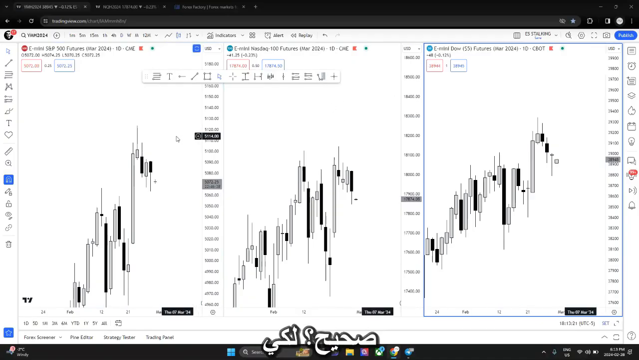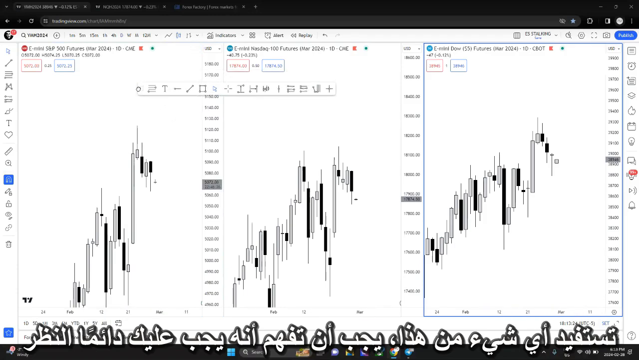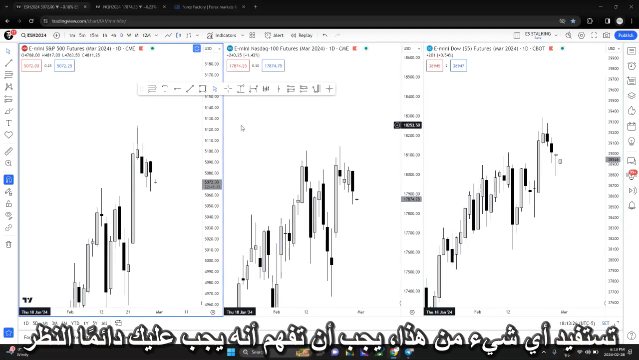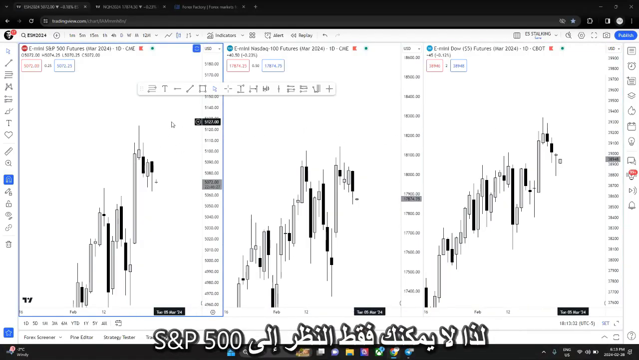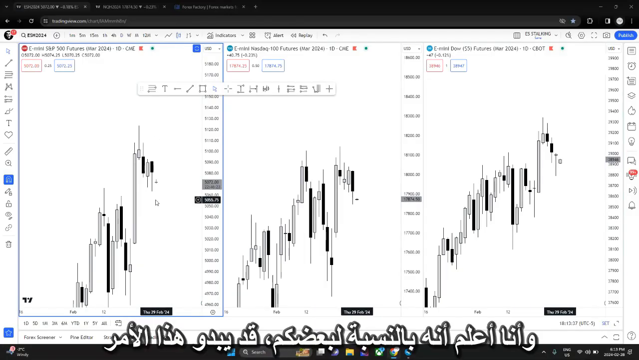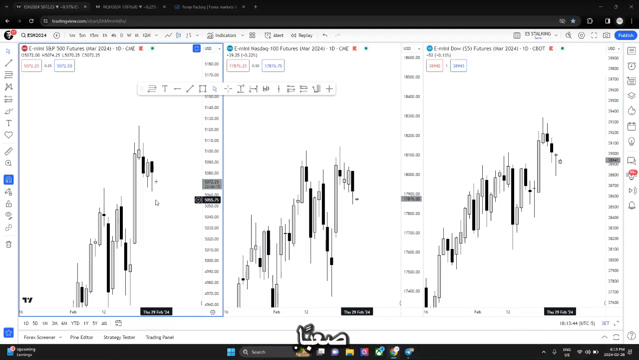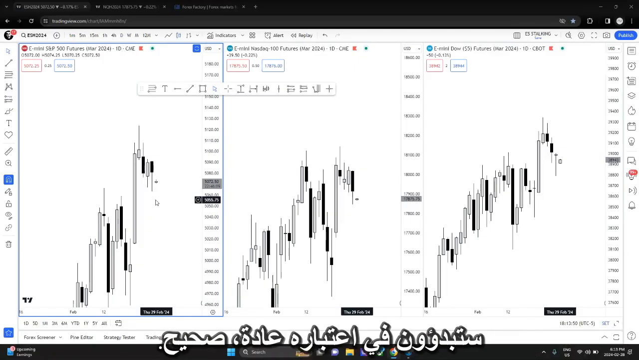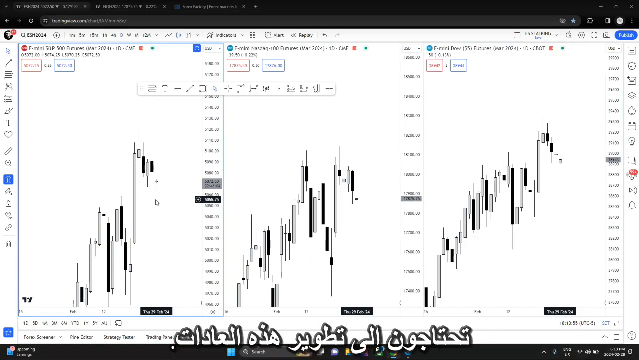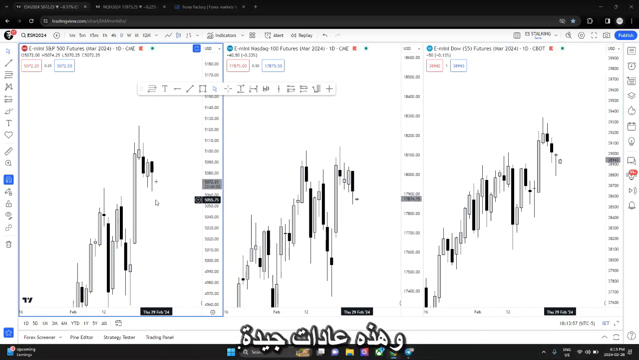In order to take anything away from this, you must understand that you must always be looking at correlated assets. So you can't just be looking at the S&P 500 alone. And I know that for some of you, this may come off as difficult. But I can assure you that over time it will get easier, right? You will begin to take it as a habit. You need to develop these habits, and these are good habits, right?